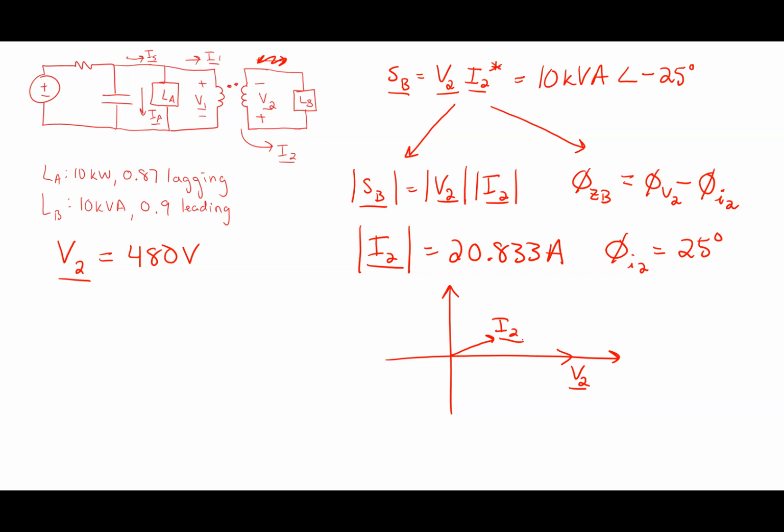The next thing I do is try to figure out I1. I1 is the current on the primary side. So let's think about current on the primary side. What is that?